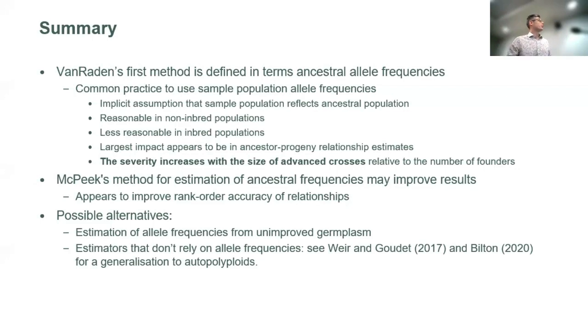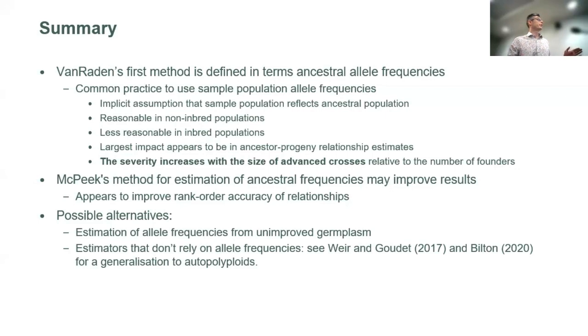There are a couple of options here. One that we talked about is McPeek's method for estimating the ancestral allele frequencies. That's potentially a viable option. It's not always perfect. It does rely to some extent on having accurate pedigree information. And there is always a risk that if you have genotyping error in one of those founders and it's highly weighted, then you'll make that error worse. There are other options. So one may be to take allele frequencies from unimproved germplasm, if you have that available to you, or to look at other estimators.